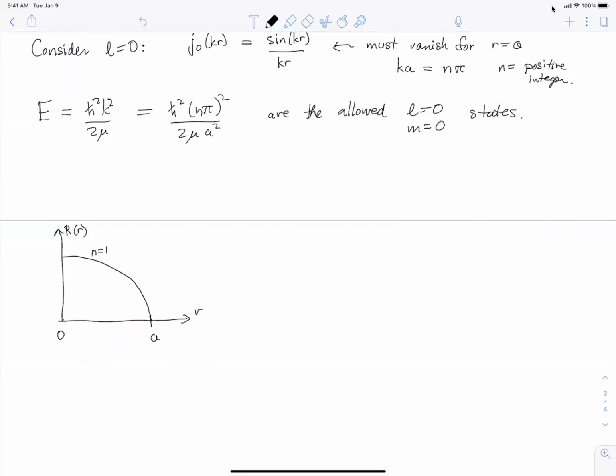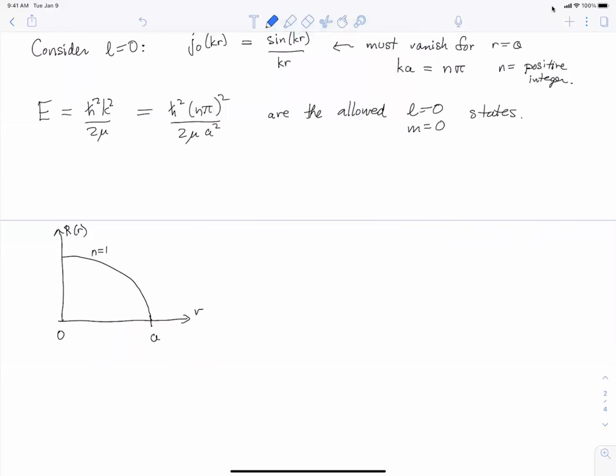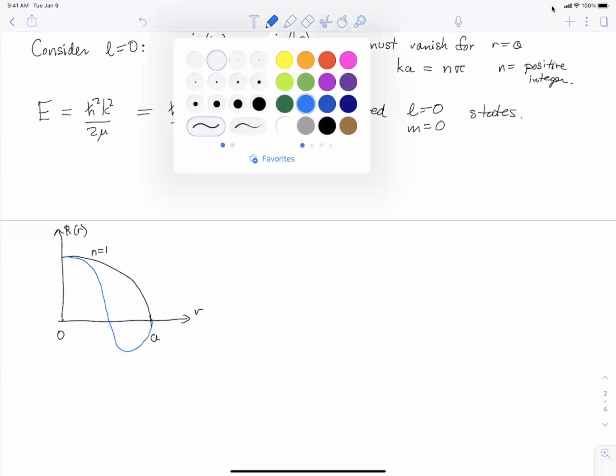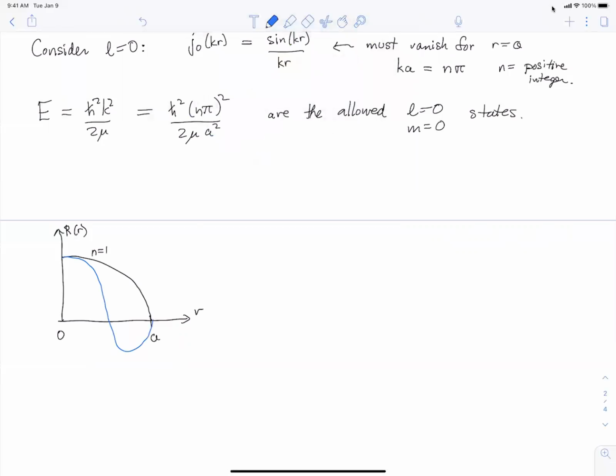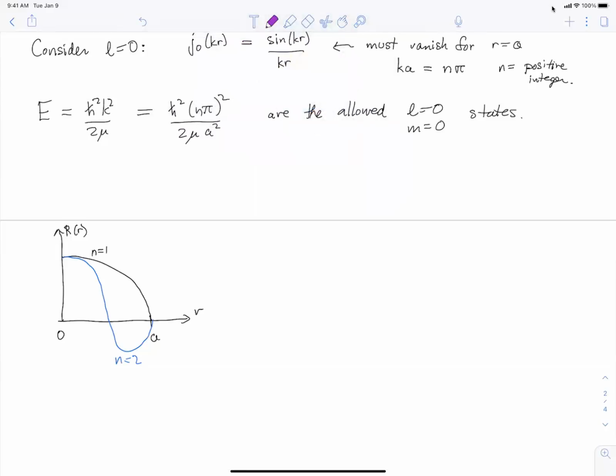And then there's, let me use a different color here, the n equals 2 state, which does something like this. And then there's the n equals 3 state. Oops, this was n equals 2. There's the n equals 3 state, which again, they all equal 1 at r equals 0. But this does something like that.